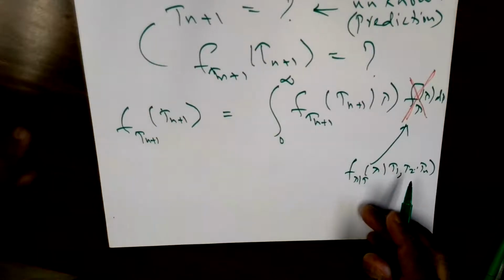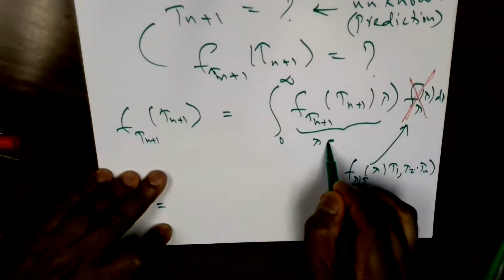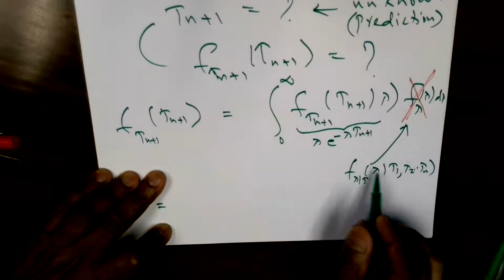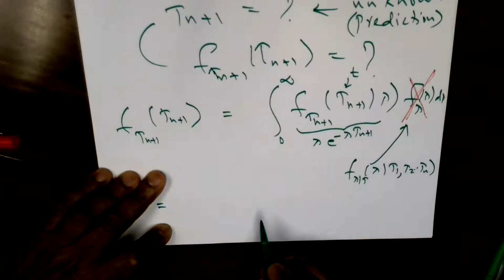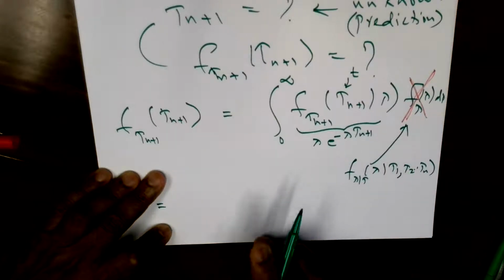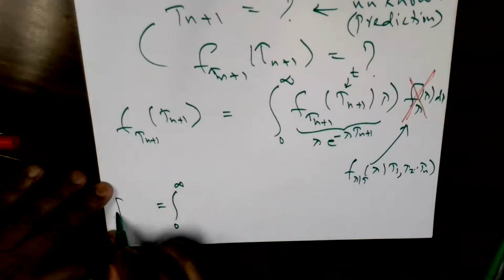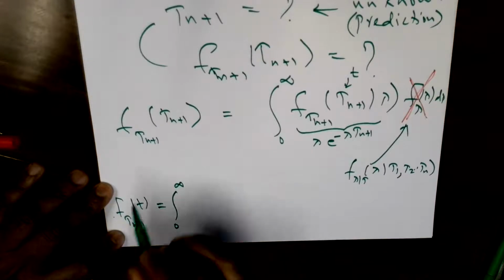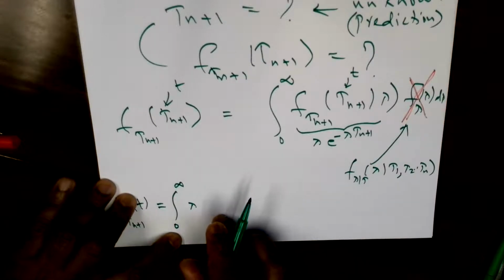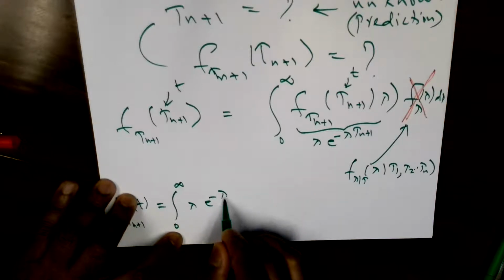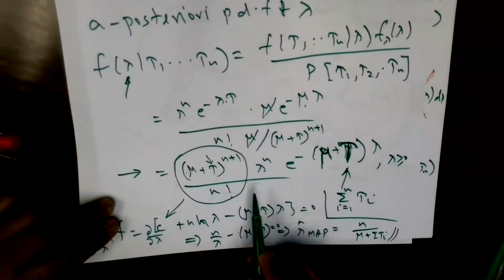So that's a big step, and I'm going to substitute that. For a given lambda, this is going to be lambda e raised to minus lambda tau n plus 1. Let me replace tau n plus 1 by an easier variable, lowercase t, so that it's easy to compute. Now I'm going to substitute for everything. This is the integral from 0 to infinity. I'm looking for f tau n plus 1, changing the variable to lowercase t, so this is lambda e raised to minus lambda t, and then I substitute the a posteriori PDF in place of f lambda.